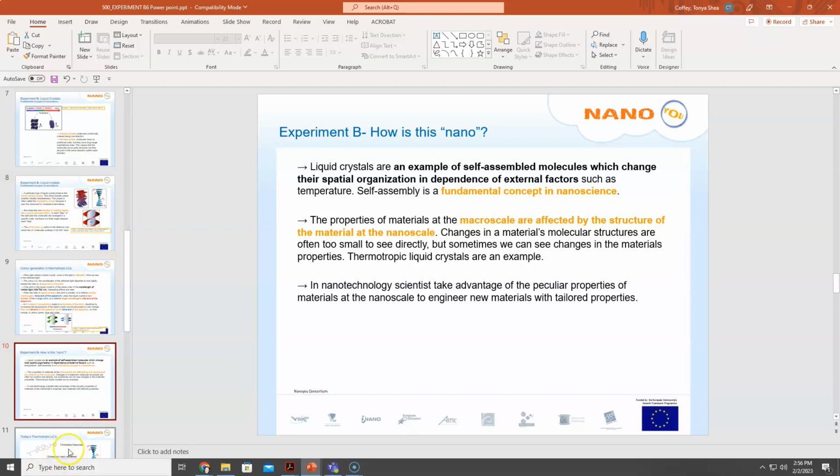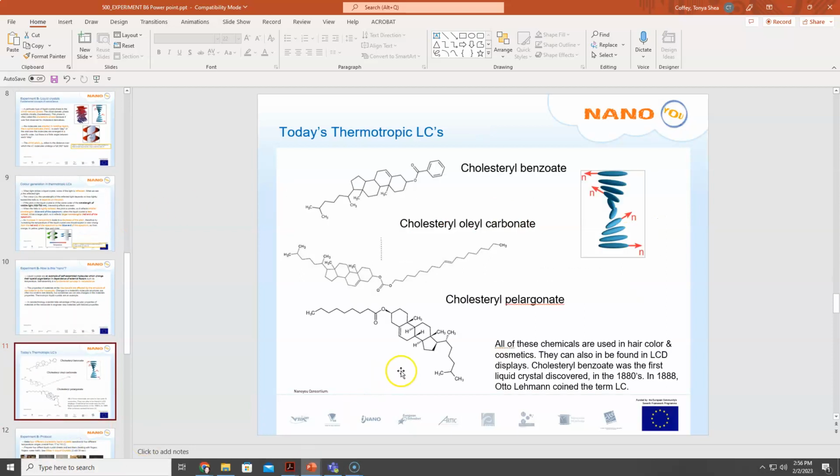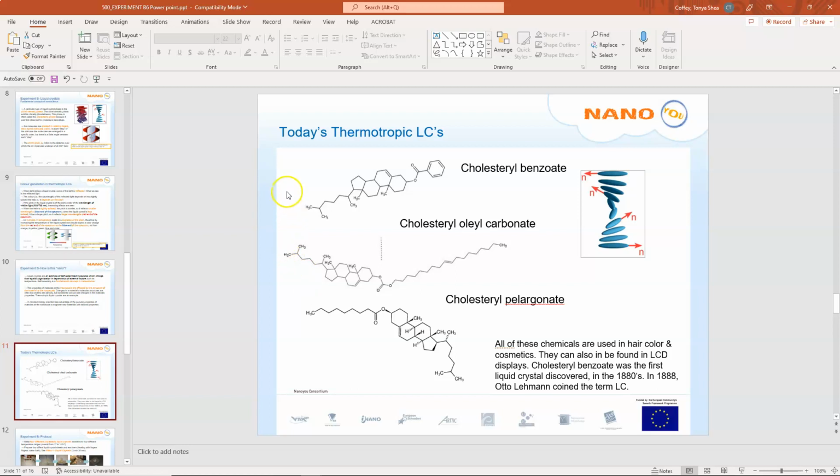So let's meet today's cholesterol derivatives. Here are the three that you're going to be working with today: cholesterol benzoate, cholesterol allyl carbonate, and cholesterol pelargonate. Okay? So you can see here why they might do this long tubular ordering. You can see that there are all these long chain molecules.